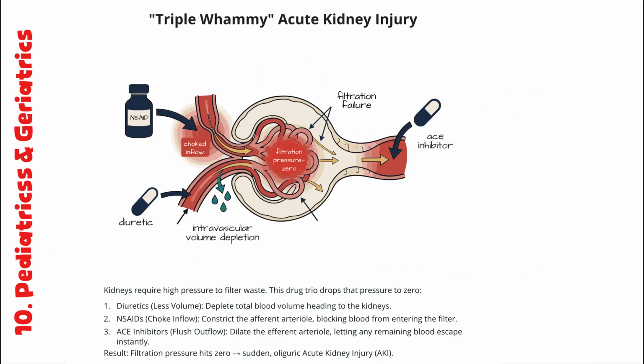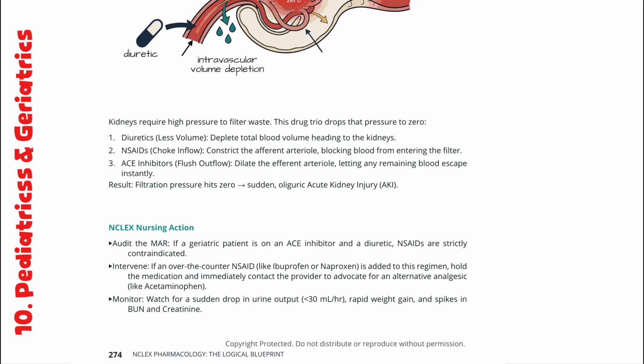NSAIDs constrict the afferent arteriole, choking off what's coming in. ACE inhibitors dilate the afferent arteriole, letting whatever's left escape instantly. Put those 3 together and filtration pressure collapses completely. Sudden, oliguric acute kidney injury. If a geriatric patient is already on an ACE inhibitor and a diuretic, NSAIDs are strictly contraindicated. If one gets added anyway, hold it, contact the provider, and advocate for acetaminophen instead. Watch for urine output dropping below 30 milliliters per hour, rapid weight gain, and rising BUN and creatinine.